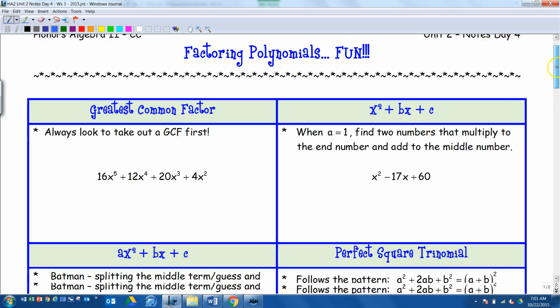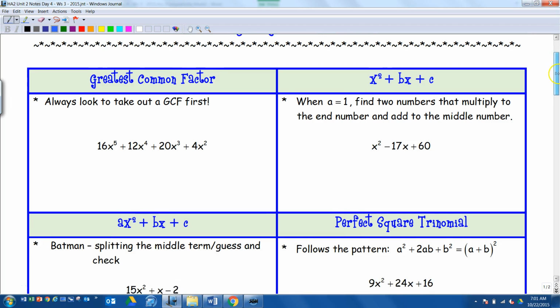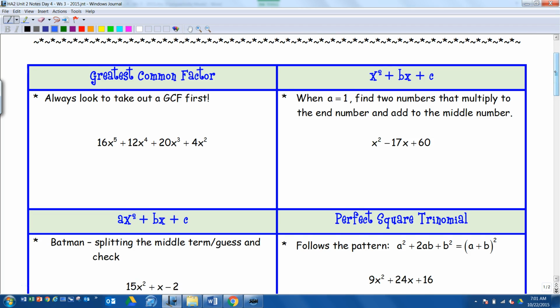Alright class, today we're going to do a little bit of review from factoring, your favorite thing to do. Like I said, we'll do this a lot, so you'll get good at this as we keep going. First thing you should always do is look for a GCF.